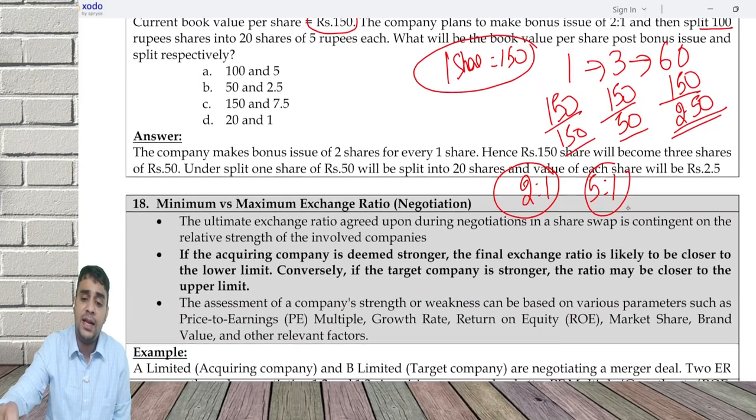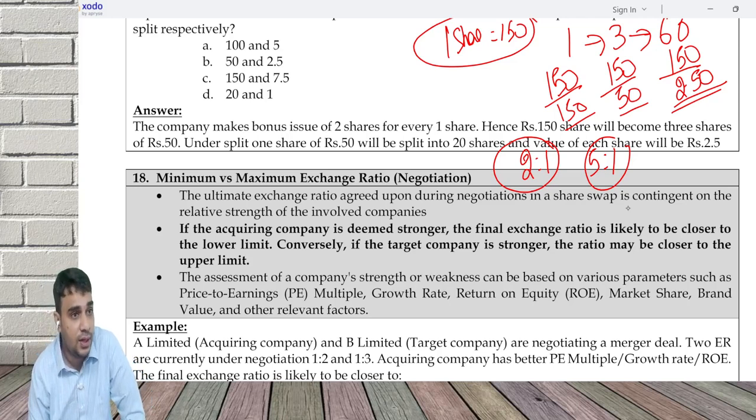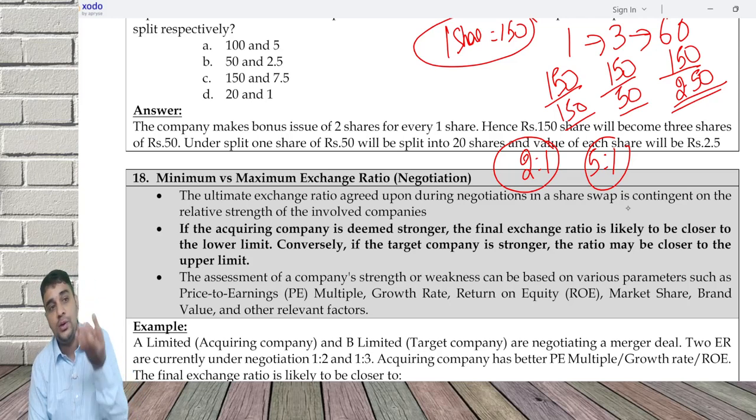So the ultimate exchange ratio during negotiation is contingent on the strength of the involved companies. If the acquiring company is stronger, that is, the buyer is stronger, the final price will be closer to 200. If the target company is stronger, the final ratio will be closer to the upper limit. How do you find who is stronger? Who has better ROE, who has better P/E multiple, who has better market share, who has better brand strength? Based on that, you decide who is stronger and then decide the final exchange ratio.